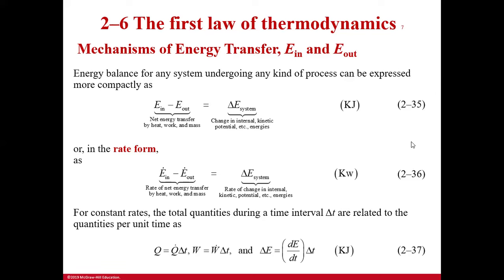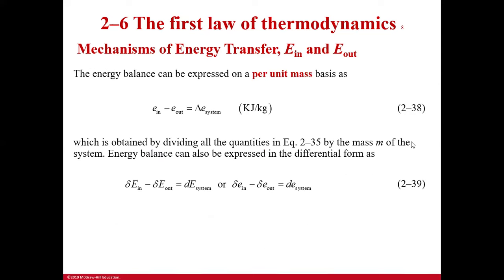So what are they doing here? They're doing an energy balance for any system undergoing any kind of process, which can be expressed more compactly as E in minus E out is equal to the change in energy of the system. In rate form, dividing by time, E dot in minus E dot out is equal to the rate of change of energy of the system. For constant rates, the total quantities during a time interval are related to the quantities per unit time, so change in energy is the rate of change in energy per unit time multiplied by the total change in time.